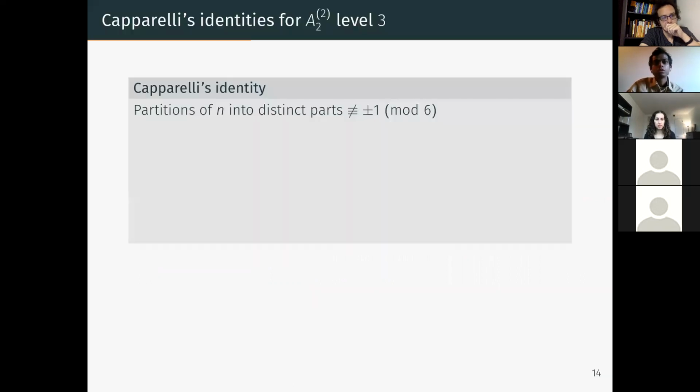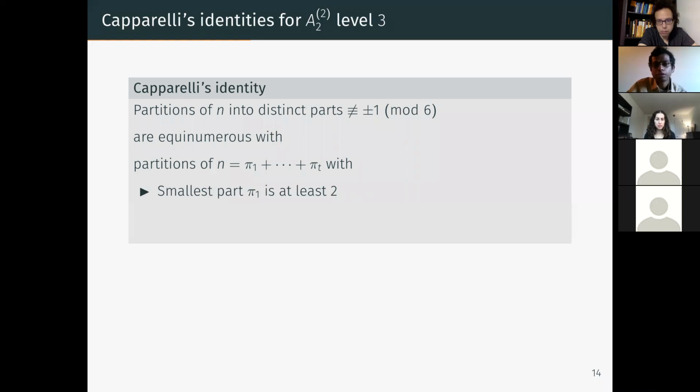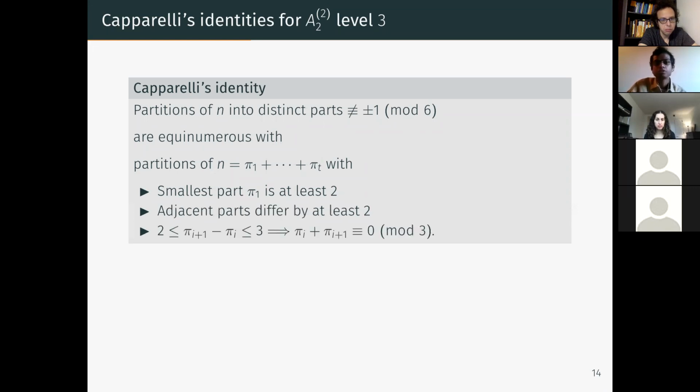All right, so let me just quickly show you the Capparelli identity. So it's a mod 6 identity. It's really a mod 12 identity, but it folds back into mod 6. That's the product side, whatever. And you see things that are very similar to Rogers-Ramanujan. Smallest part is not 1, so it has to be at least 2. Adjacent parts differ by at least 2. And if they differ by exactly 2 or 3, then their sum has to be divisible by 3 or something like that. Okay. So anyway, there are variations on the Rogers-Ramanujan theme, and there are other identities.